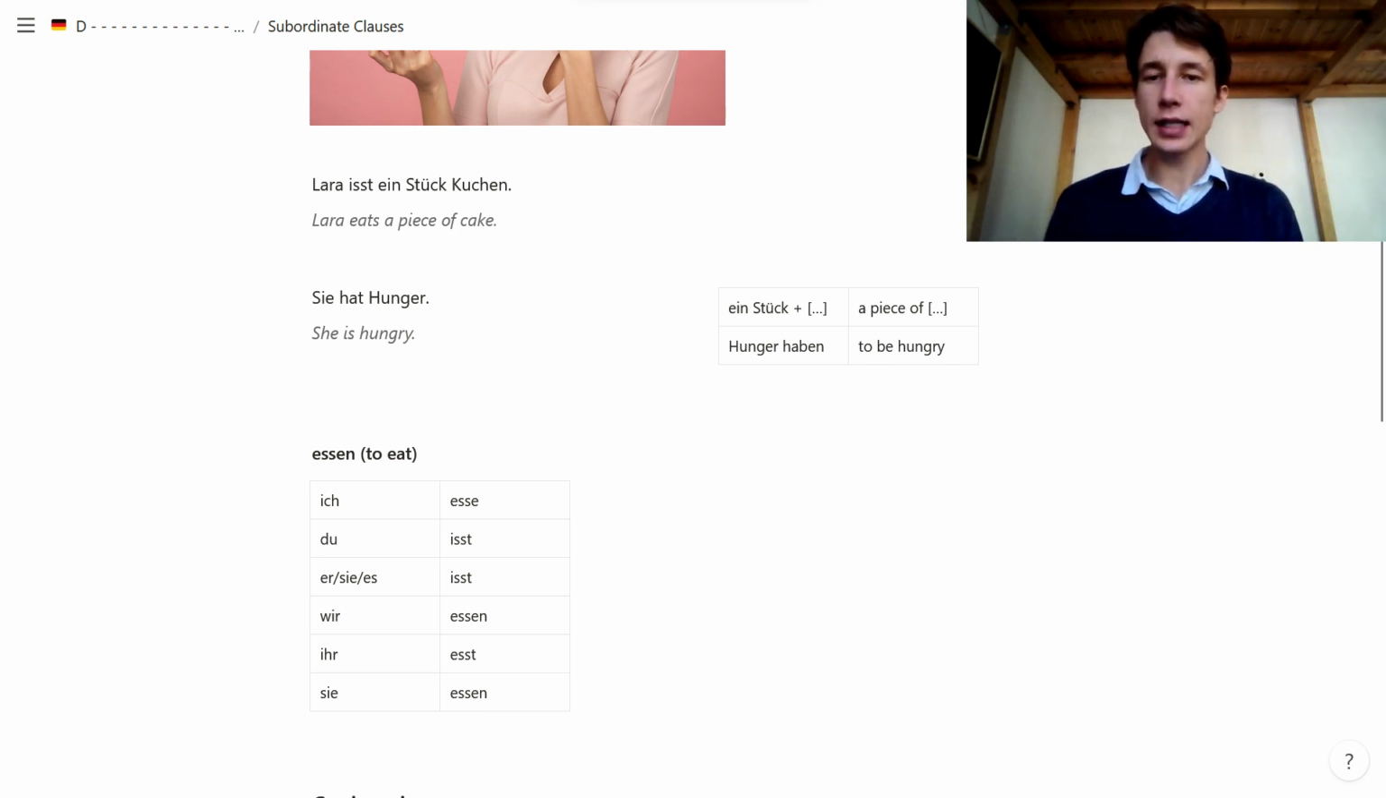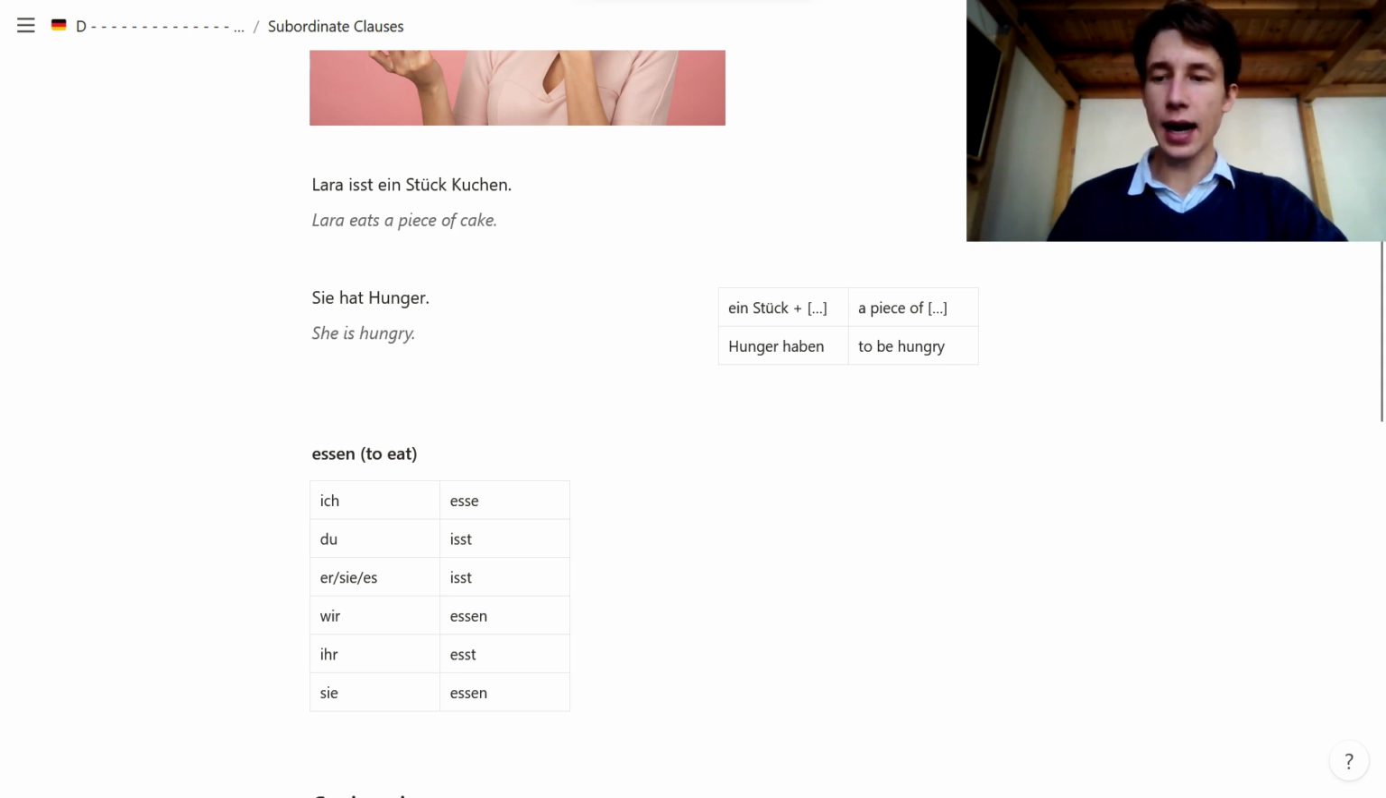So the irregularities, as always with irregular verbs, are only in the second and the third person in singular, which is du and er, sie, es, you and he, she, it. So, of course, if we want to refer to Lara, we would say sie, she. And that's why we pick the form for er, sie, es isst. The second sie at the bottom of the table means they, so that's a plural pronoun.